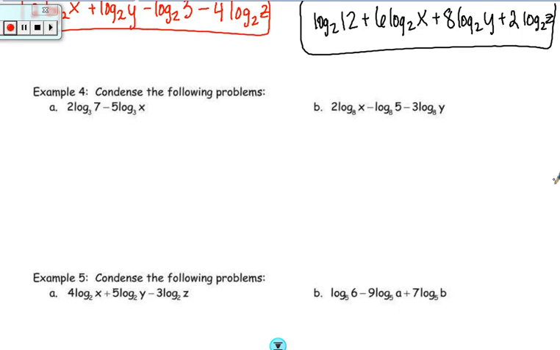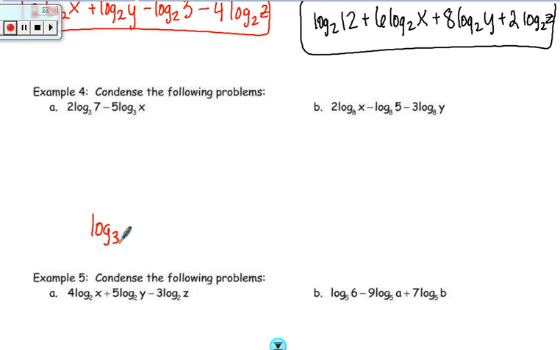All right, let's try and go the other way. Now I'm going to give you multiple logs, and I want you to be able to condense them and put them all back together as one single log. So in the end, as our final answer, you have log base 3 of something.